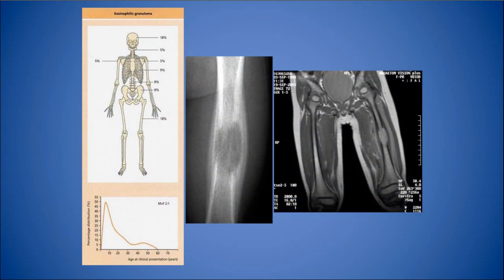Eosinophilic granuloma is a disease of children and young adults, mostly the first and second decades of life, and then the incidence declines as patients go into adulthood. Most commonly, they affect the mid-shaft of the femur, just like Ewing sarcoma. They can also occur in the skull and other long bones. Axial skeleton includes ribs, scapula, spine, and pelvis.